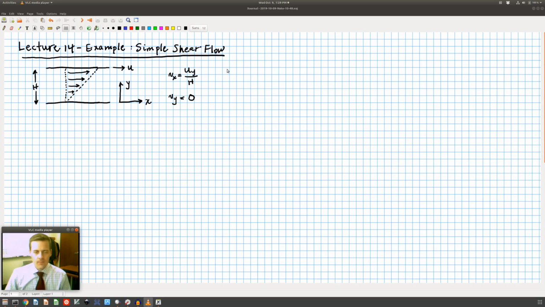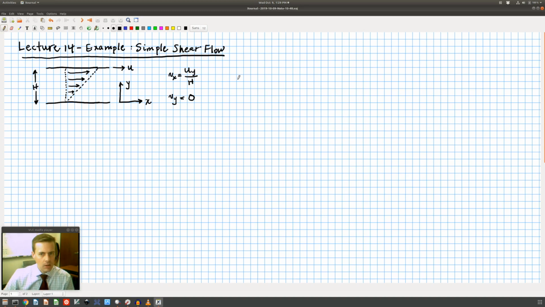Hello everyone. This is an example that accompanies lecture 14 on kinematics and velocity fields. Today we'll be talking about some mathematical functions and doing some examples of calculations of different kinematic quantities for these velocity fields. First I'm just going to remind us of the different things that we care about.